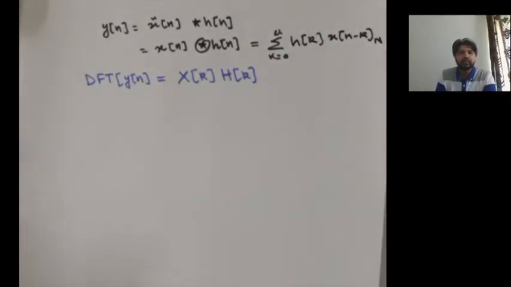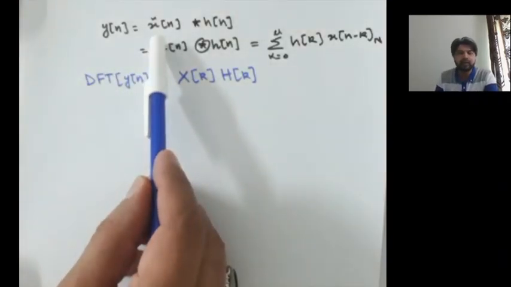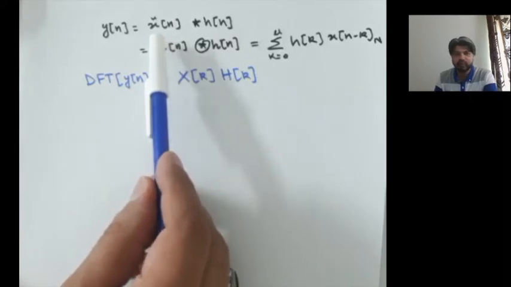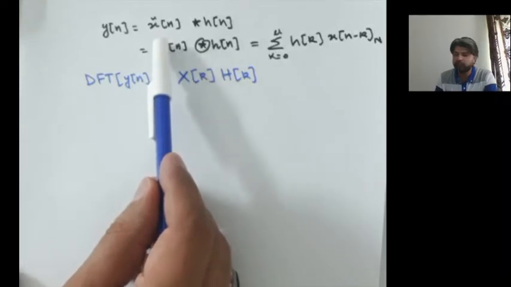So in the last video, we saw that we can convert the linear convolution into a circular convolution using a cyclic prefix. So we said that if x tilde of n is our signal in which we have added a cyclic prefix, that is, the last mu samples of the signal x of n are put as a prefix into the signal x of n.